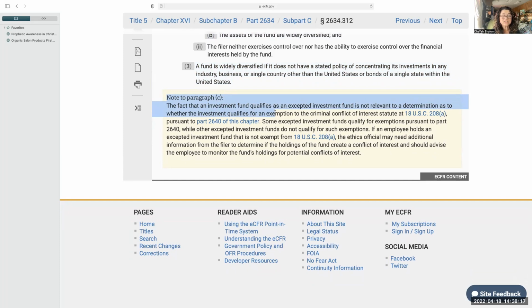relevant to a determination as to whether the investment qualifies for an exemption to the criminal conflict of interest statute at 18 U.S.C. 208A, pursuant to Part 2640 of this chapter. Some accepted investment funds qualify for exemptions pursuant to Part 2640, while other accepted investment funds do not qualify for such exemptions. If an employee holds an accepted investment fund that is not exempt from 18 U.S.C. 208A, the ethics official may need additional information from the filer to determine if the holdings of the fund create a conflict of interest, and should advise the employee to monitor the fund's holdings for potential conflicts of interest.